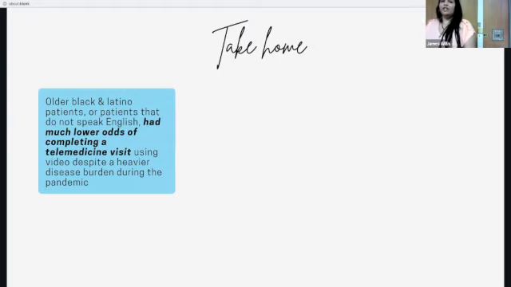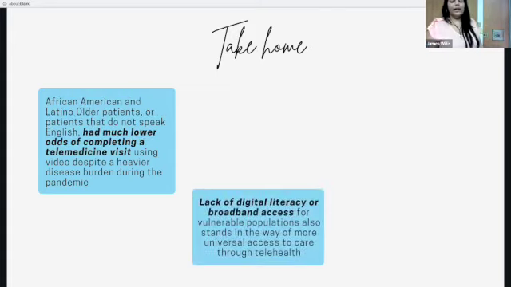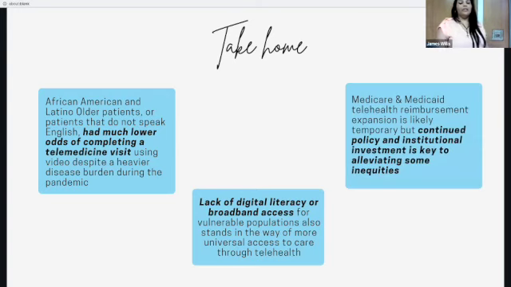So that was a lot of information, and I probably talked a little fast, but here are my main take-homes. So remember, your older Black and Latino patients or patients that don't speak English have a much lower odds of completing a telemedicine visit and are more likely to end up in your ER despite having a higher disease burden. Second, lack of digital literacy or broadband access for vulnerable populations also stands in the way of universal access to care through telehealth. And then last, Medicare and Medicaid telehealth reimbursement expansion is likely temporary, but continued policy and institutional investment is key to alleviating some of these inequities.